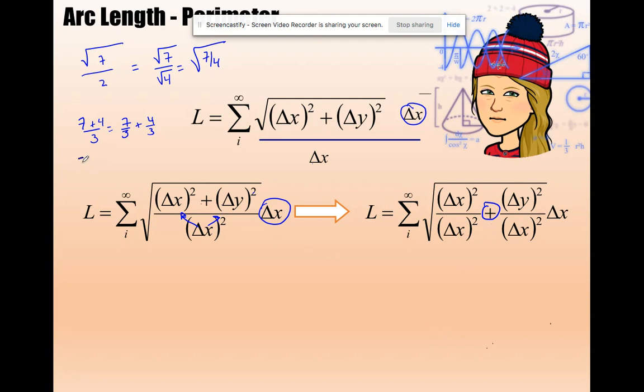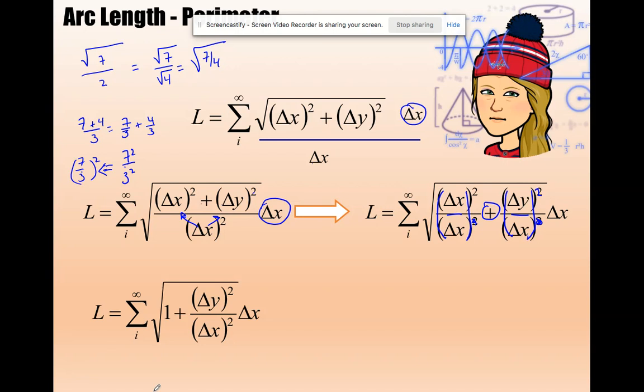Do you agree that 7 over 3 squared is equal to 7 squared over 3 squared? I'm going to use this property backwards. Do you see what I have here? I'm going to make this delta x over delta x all squared. And I'm going to make this delta y over delta x all squared using this property. But what happens with delta x over delta x? Hello, that's just 1.